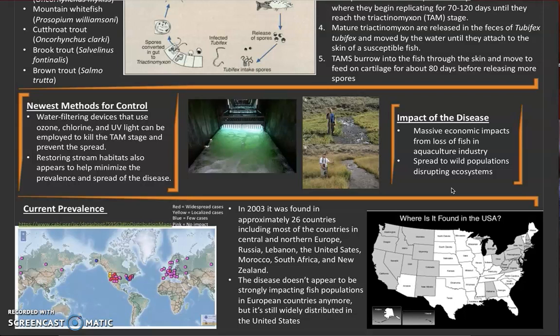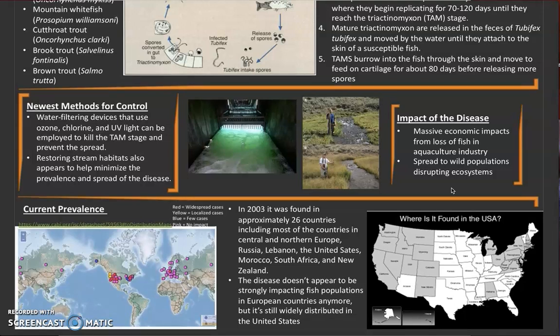But right now, there's about 26 countries with whirling disease that they know of. It's kind of difficult to gain some data from countries such as those in Africa and Asia. But right now, it's primarily an issue in the US, and especially the western states of the US.